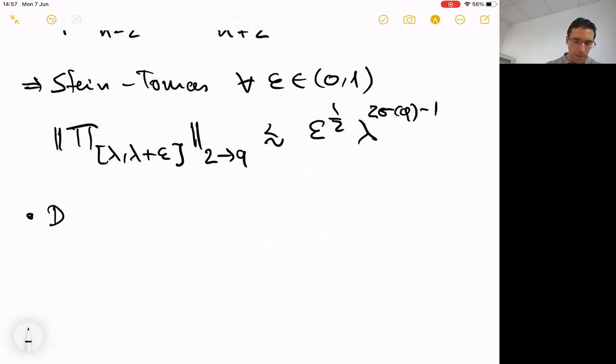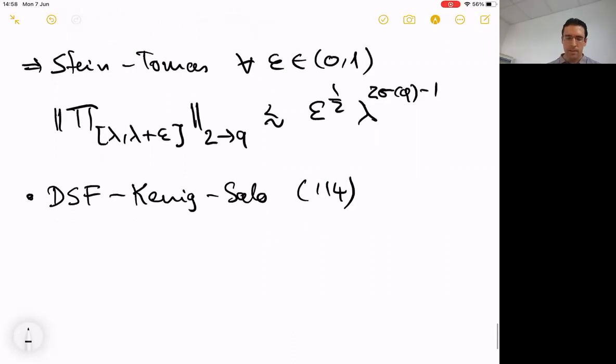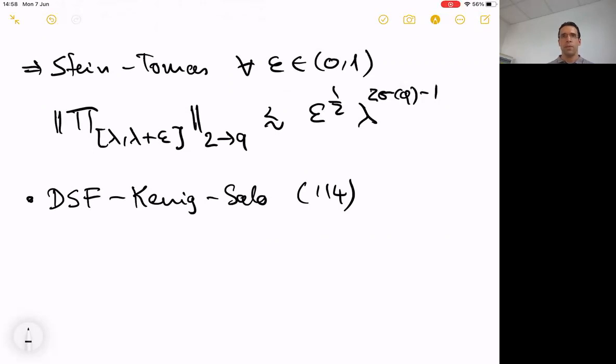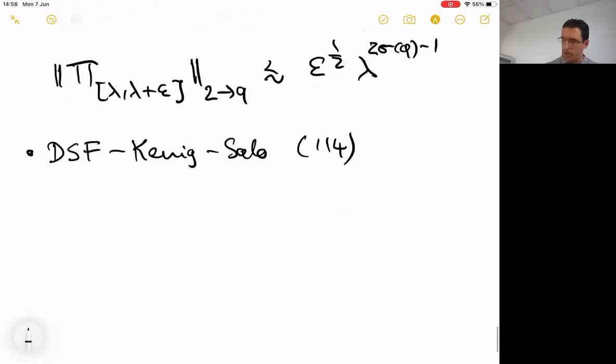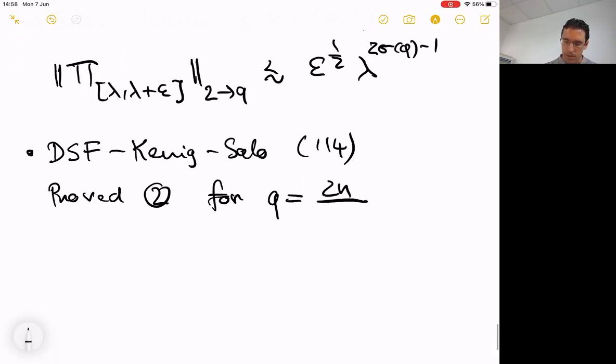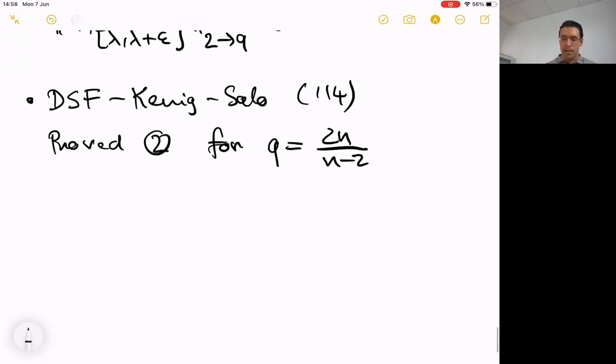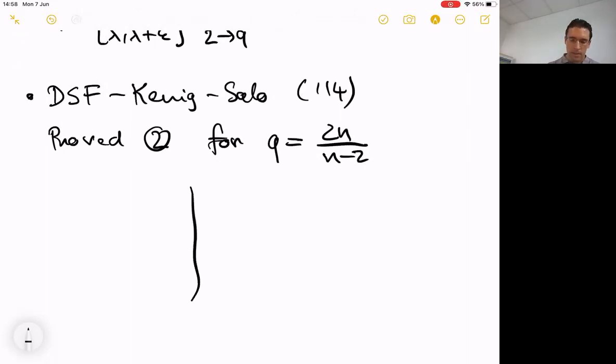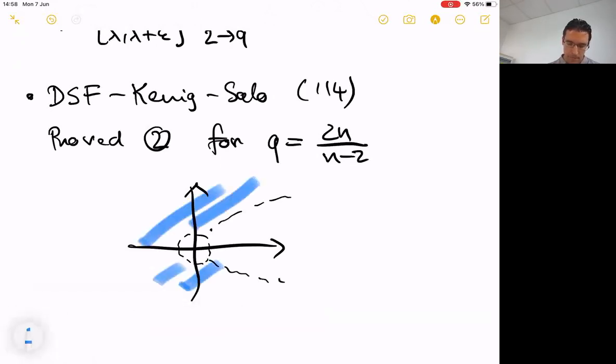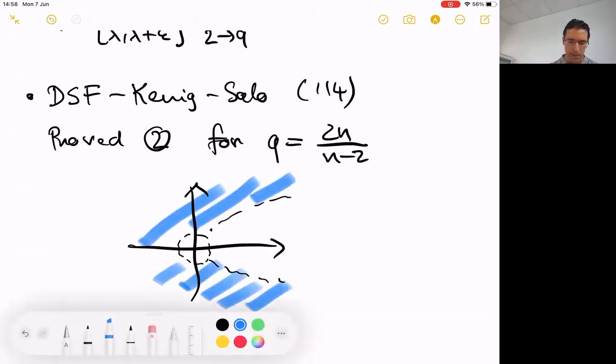So this was first done by Dos Santos Ferreira, Kenig, and Salo in 2014. I'm going to abbreviate this because it's a long name. So they asked, can this uniform resolvent estimate from the Euclidean case hold on a compact manifold? And what they found is exactly, they proved 2 for the Sobolev exponent, so q equal to 2n divided by n minus 2. And they asked whether this region, this parabolic region that I showed you, remember the region where we can have uniform resolvent estimates was the outside of this parabola. So they asked the question whether this is optimal or whether it can be improved.